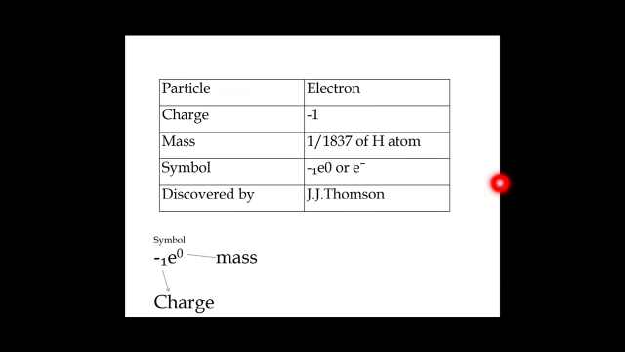The symbol of the electron is denoted by the letter e with superscript 0 and subscript -1. Always they mention the mass of the particle in the superscript. Mass of the electron is 0. The charge of the particle is in the subscript. Charge of the electron is -1. And it was discovered by J.J. Thomson.